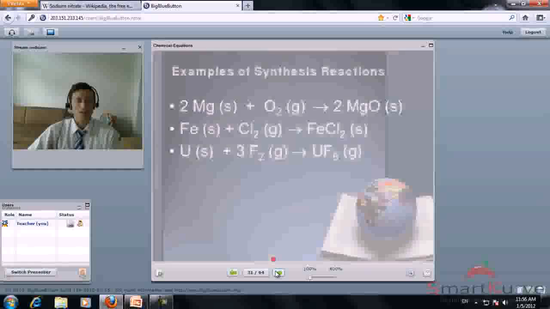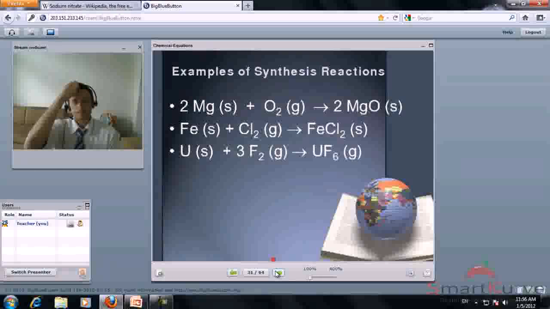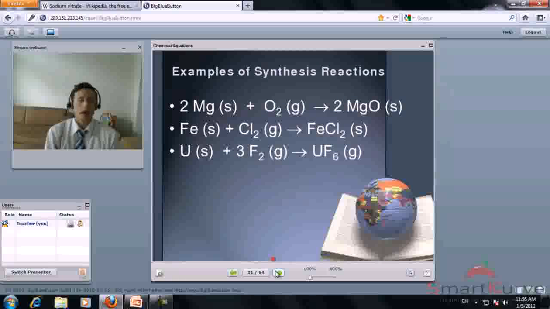Let's look at a few examples. Magnesium and oxygen form magnesium oxide. Iron and chlorine form iron chloride. Uranium and fluorine form uranium hexafluoride. Notice in all of these we have 2 reactants, 1 product. Synthesis.